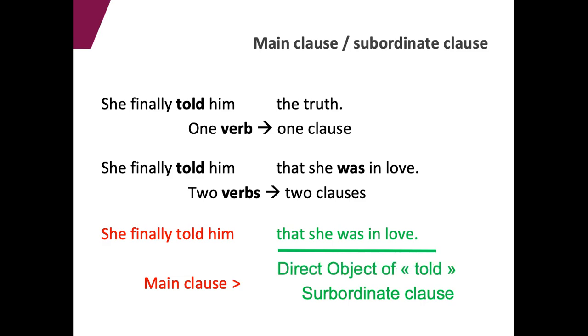She finally told him what? She told him that she was in love. That she was in love is the object of told. Okay? This is important because sometimes you can have two clauses that are just coordinated, but they're on the same level, okay? For example, she finally told him the truth and she left. And she left is coordinated with the first clause, but there are two on the same level. One is not subordinate to the other, okay? So this works only with subordinate clause.